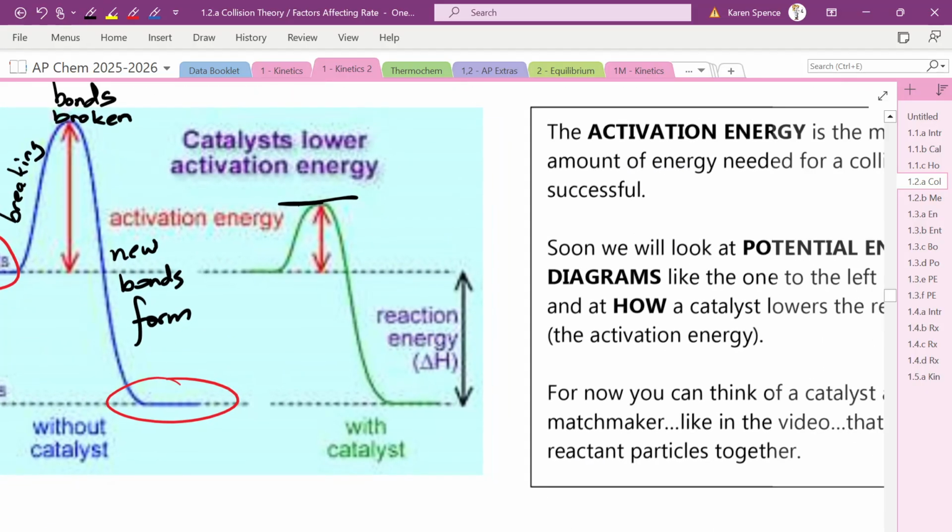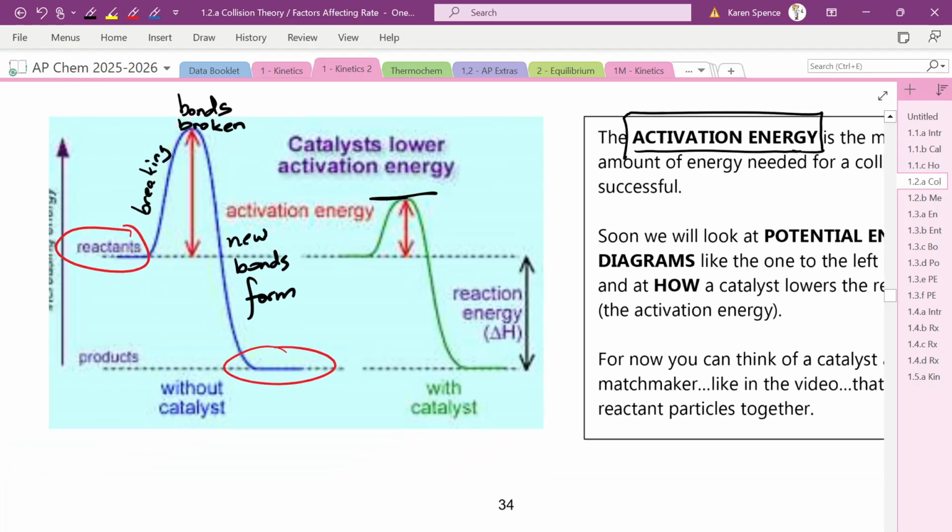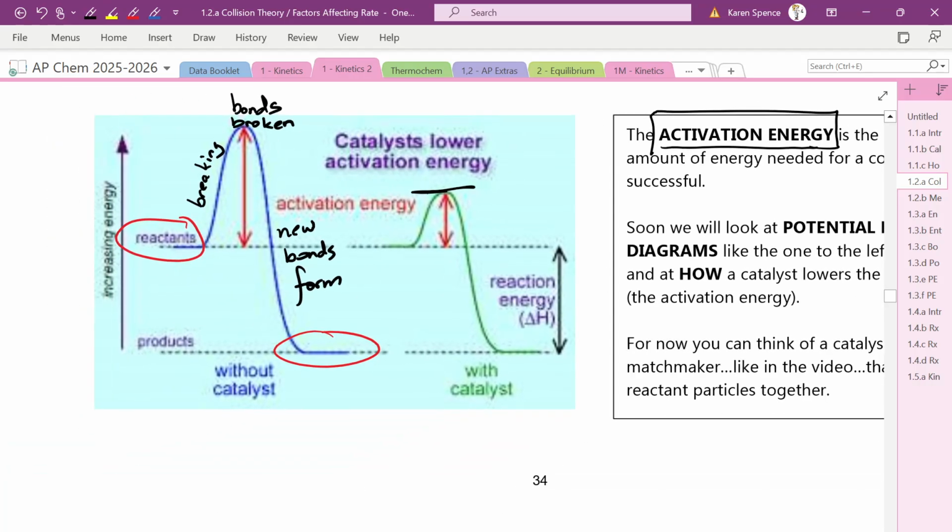This amount of energy that's required to break those bonds is called the activation energy, and we'll look more in depth at that later, but that's where we're going to get to for now.